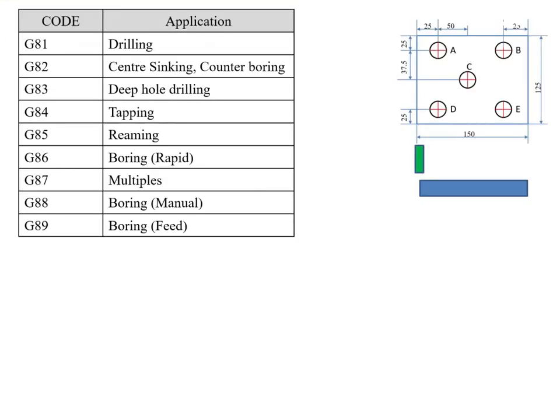Let's see the example. Here we have to perform a drilling operation at 5 different locations. This can be done by the canned cycle code. First step is absolute presetting. We know that G92 is the code for presetting, and X0, Y0, Z2 mm are the initial presetting with respect to the workpiece location. So my first block is N001, G92, X0, Y0, Z2.